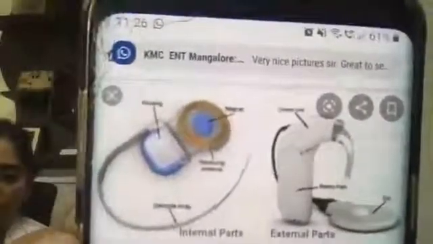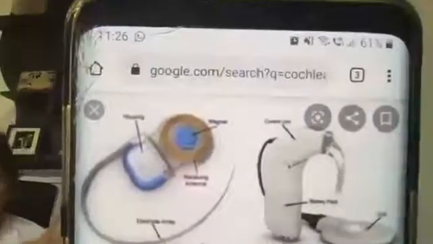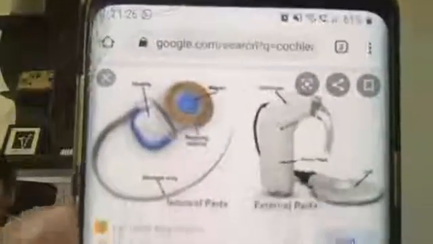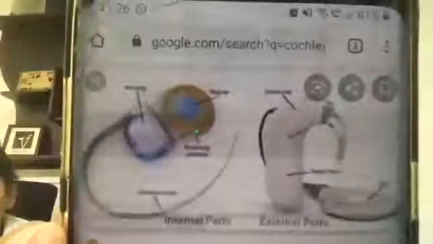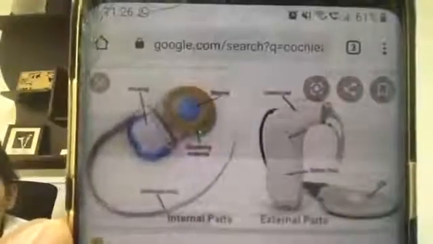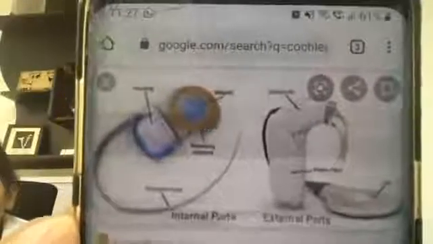Now if you see this picture, you see that there are two structures here. The thing on the right is the external part and the thing on the left is the internal part. The internal part has a structure there, and it's got a long tail-like thing which is an electrode which goes into the cochlea. The device on the right side is the external component.